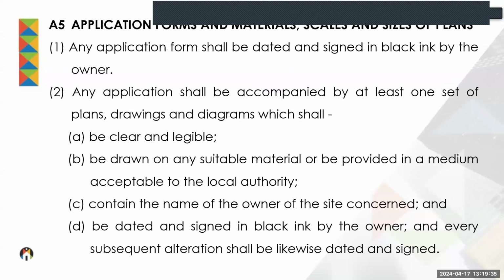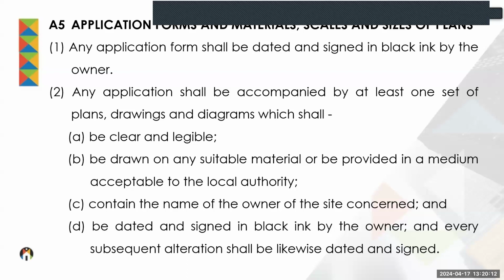Any application shall also be accompanied by at least one set of plans, drawings, and diagrams. It must be clear and legible. These days, it's much clearer and more legible than in the past, because remember, these regulations were written when we still drew in pen on sepia or film. Today, it's all computer, and we can make PDFs and print on plotters, which gives us basically photo quality drawings. It must contain the name of the owner of the site concerned.